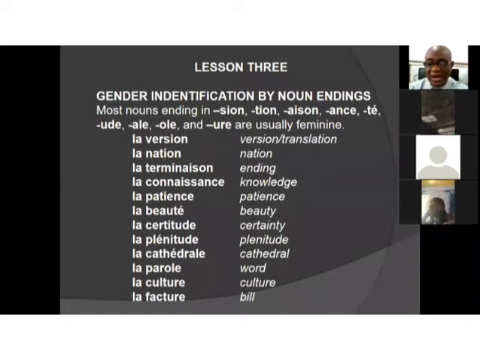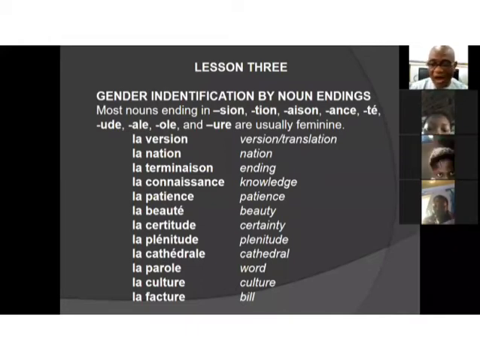Then for the masculine, how do you identify masculine gender? What we have here are generally for feminine. Then how do you identify the masculine? You have words that end in A-S-M-E, like marasme. Talk about stagnation. Le marasme. It ends in A-S-M-E. You have words that end in I-S-M-E, like colonialisme, nationalisme. Words that end in I-S-M-E are all masculine.